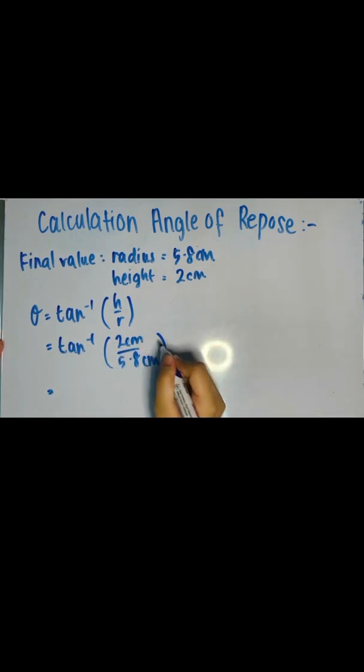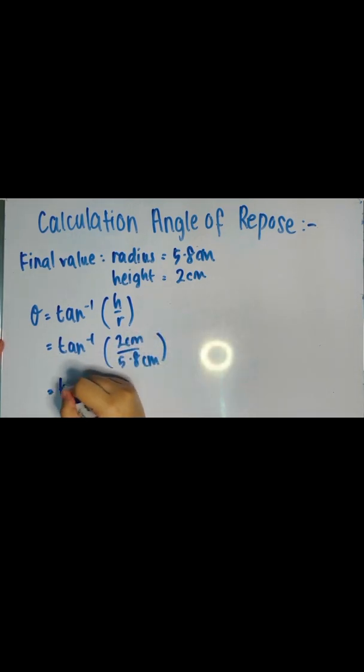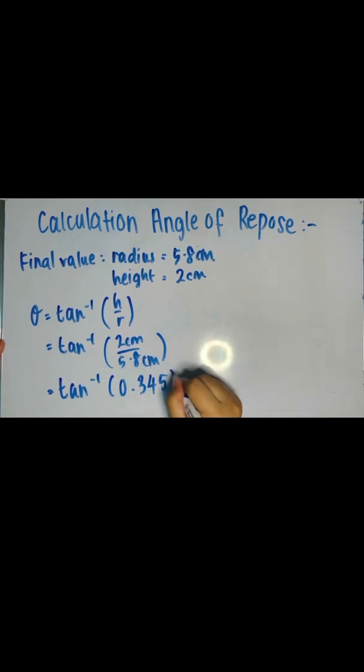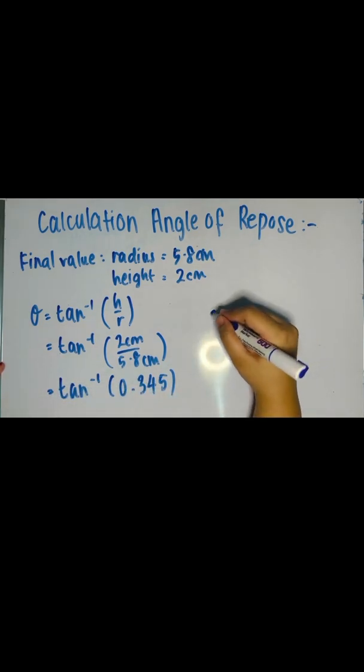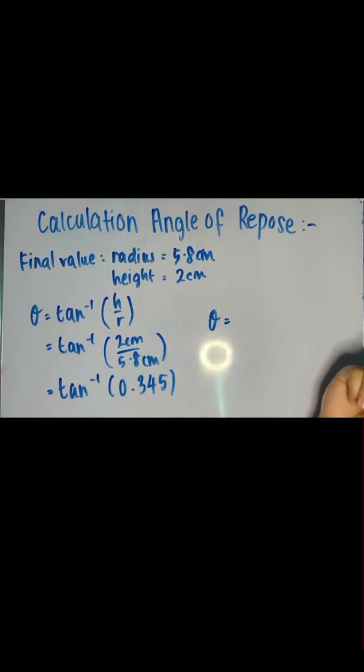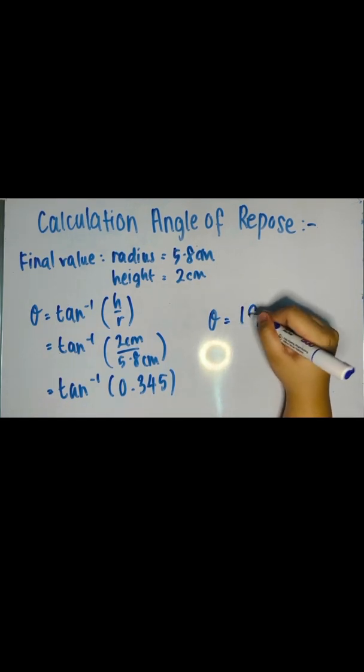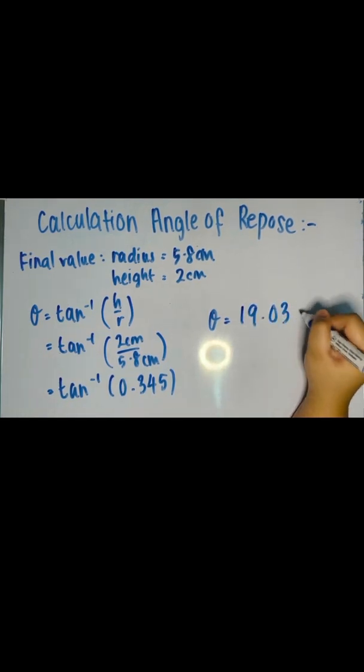We will settle the bracket first, so tan inverse of 0.345. Then we can proceed with the calculation by using a scientific calculator, and the final answer we will have is 19.034.